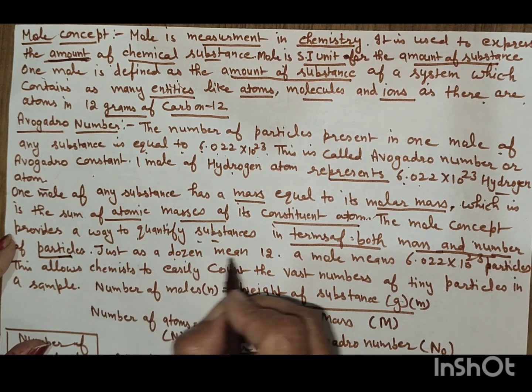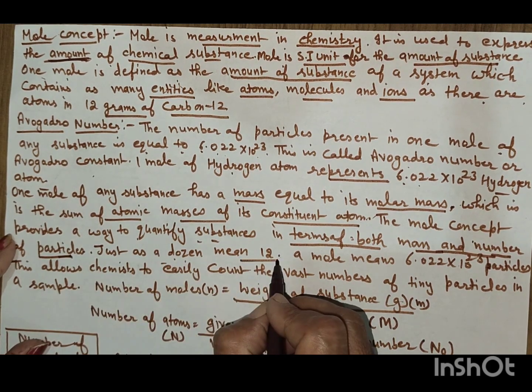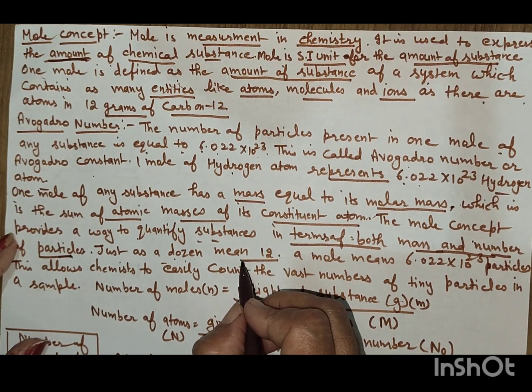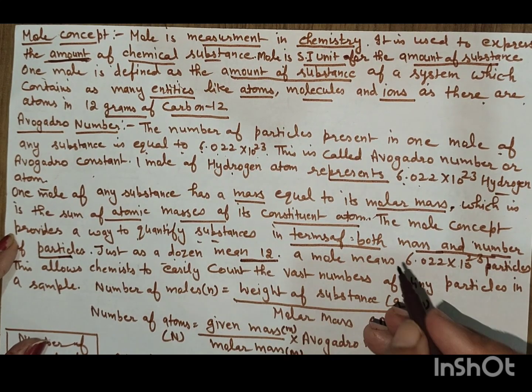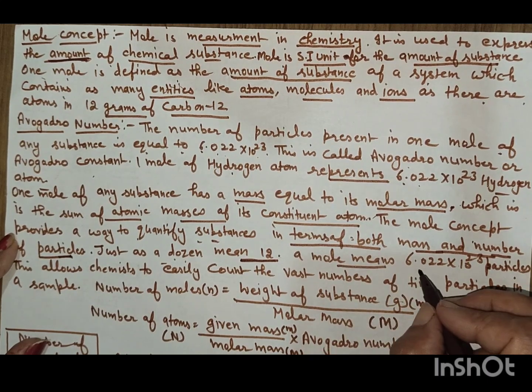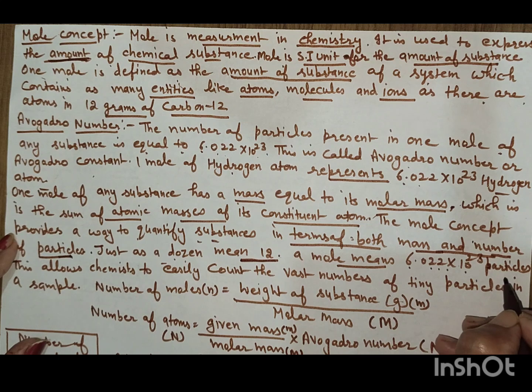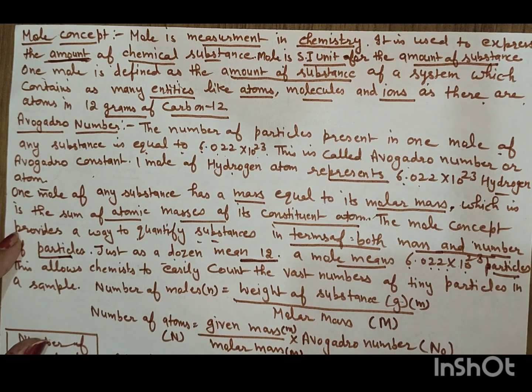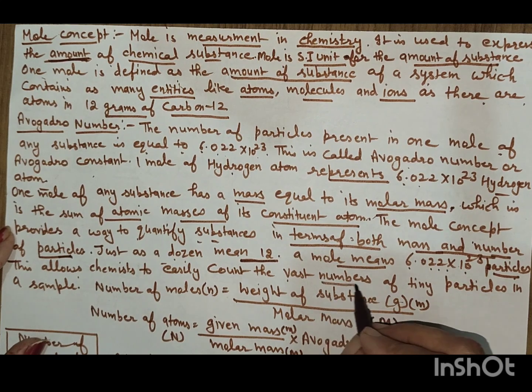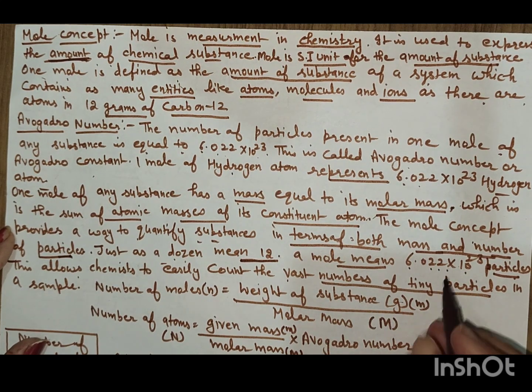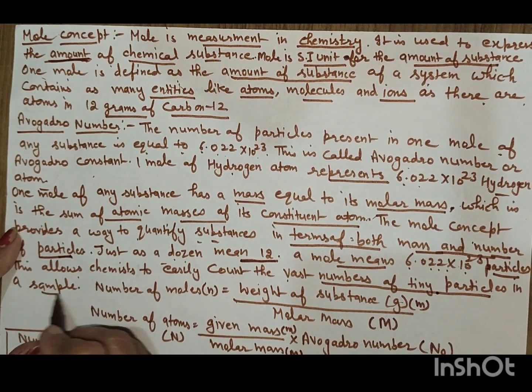Just as a dozen means 12, when you count a dozen, it means there are 12 things. And a mole means the amount is 6.022 × 10^23 particles. This allows chemists to easily count the vast number of tiny particles. Chemists can count the number of atoms, molecules and ions in a sample.